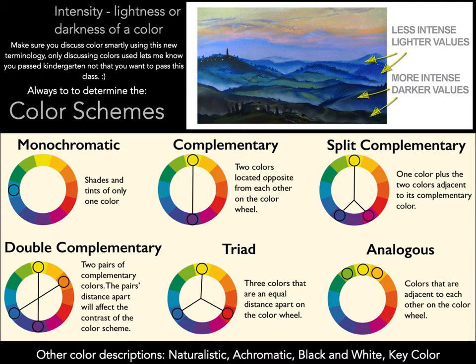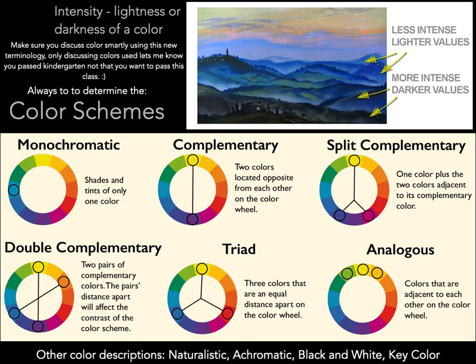So the first example is colors that are directly adjacent to each other on the color wheel. So here we have the example of green, yellow-green, yellow, and yellow-orange. This could continue on to another color as long as they are directly adjacent.